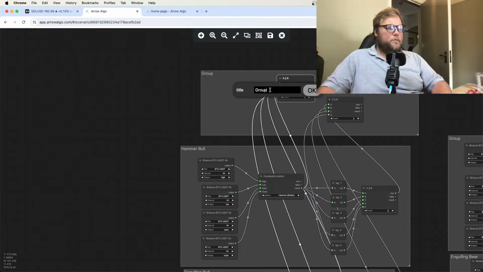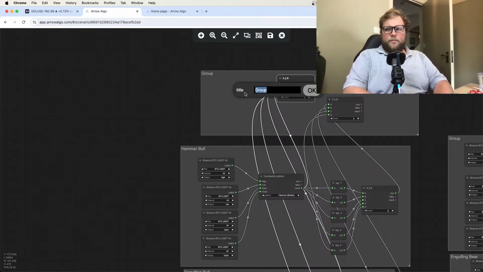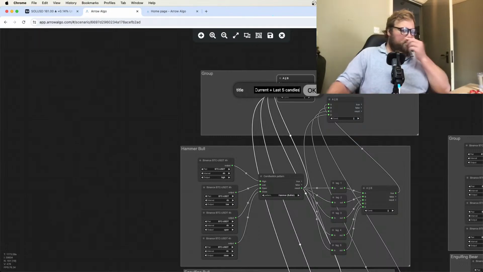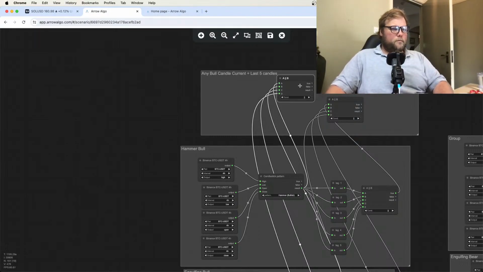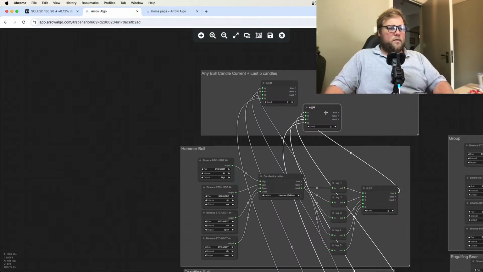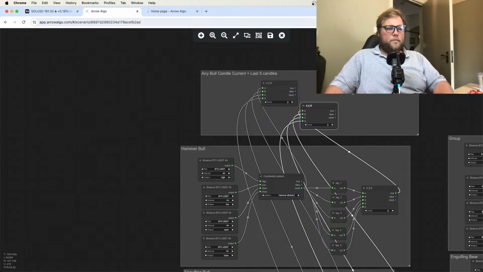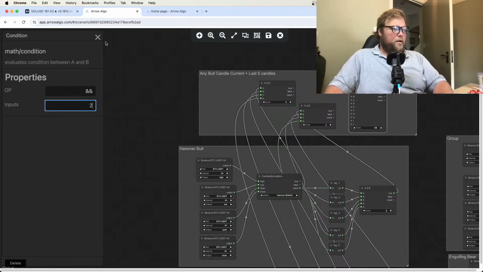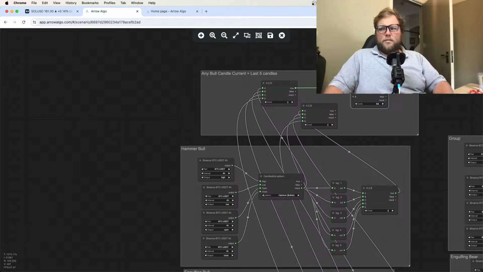And let's give this group a name. So this group is telling us whether there's a new bull candle in the current and the last 5 candles. And if there is, because these are all OR blocks, then these should both be triggered. So we can set another condition block to say is number 1 and number 2 correct at the same time.